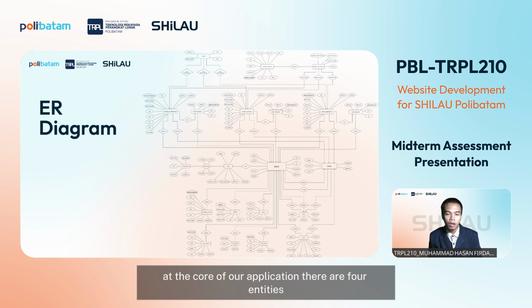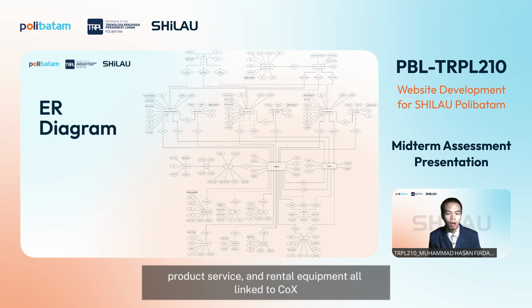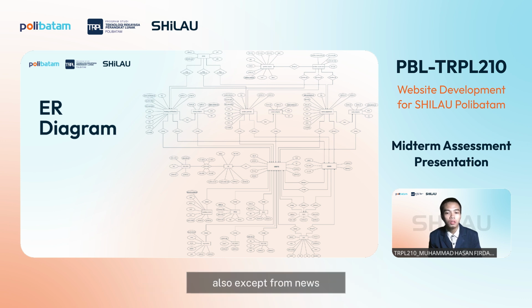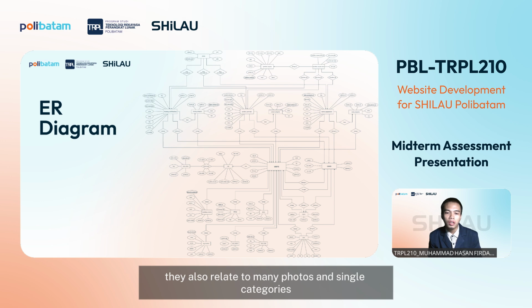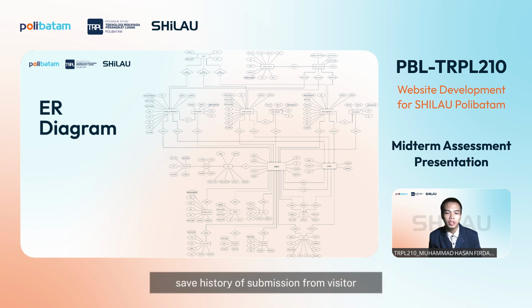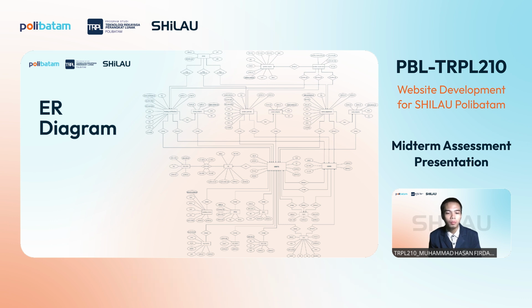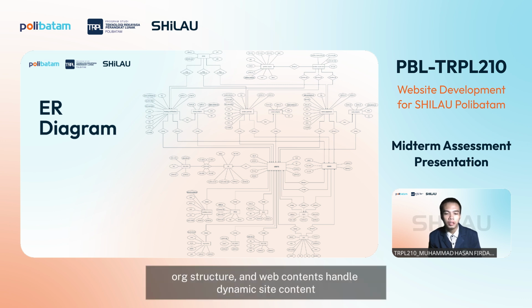At the core of our application, there are 4 entities: news, training certification, product service, and rental equipment, all linked to COX. Also, except for news, they also relate to many photos and single categories. The quotation request entity saves the history of submissions from visitors, and each quotation can include items linked to training, product, or rental entities. Additional entities like marketing contact, settings, clients, org structure, and web contents handle dynamic site content.